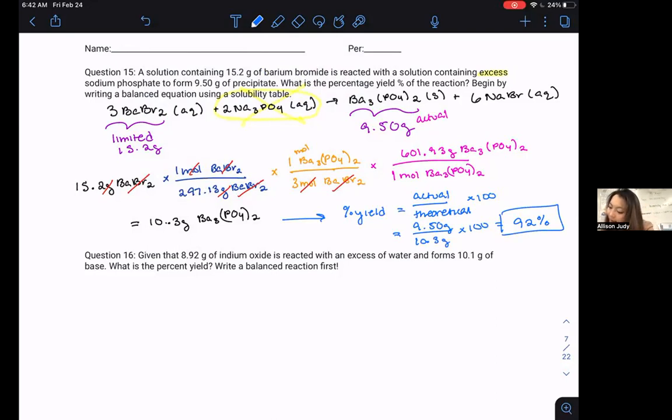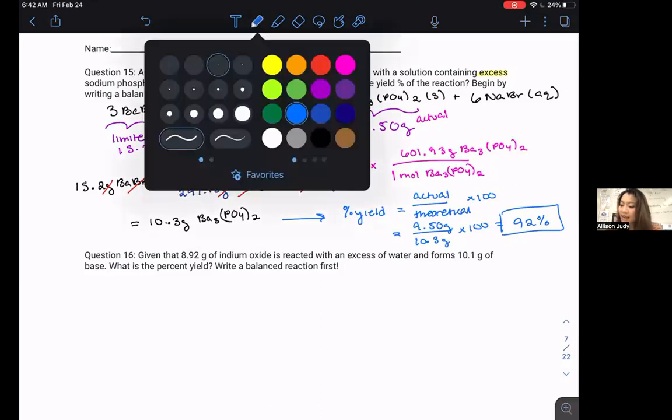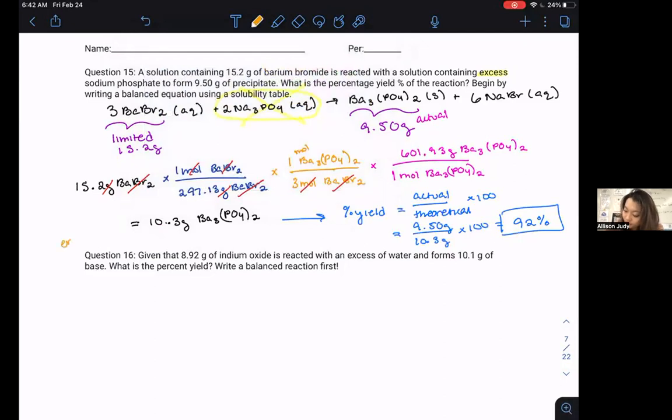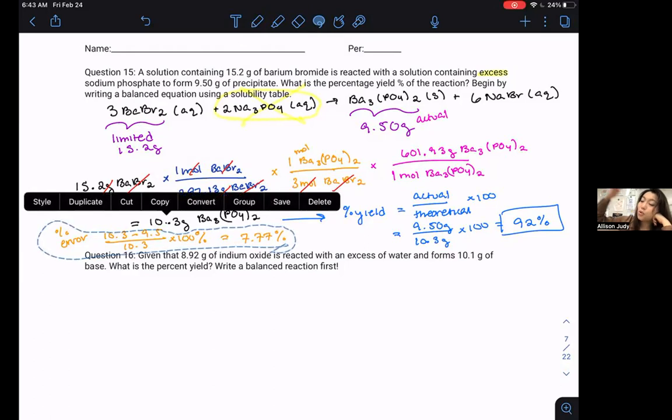If you wanted to find the error, just as a little bonus, what if I asked you what was the error margin? The percent error is how much of what you didn't get over the whole. So it would be 10.3 minus 9.5 all over 10.3 times 100 would be our error margin. Like how much did we not get? And that would have been 7.77% for percent error. Totally not being asked in the question, but I just wanted to mention it and tack it on because it could be a common portion in an FRQ.